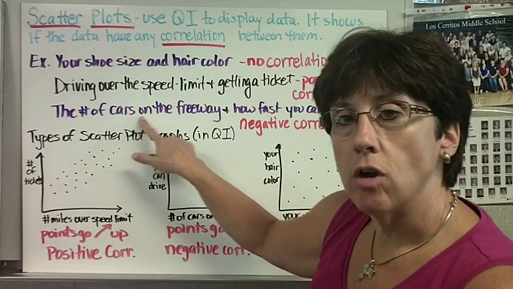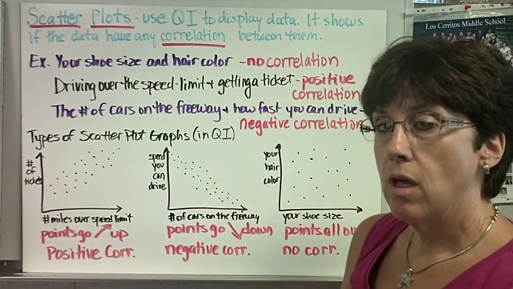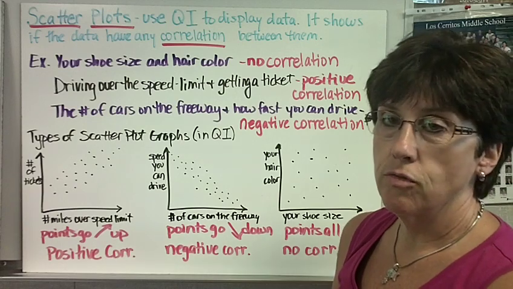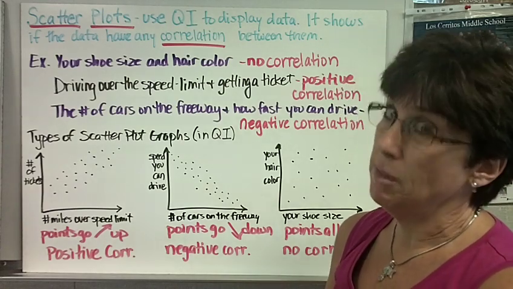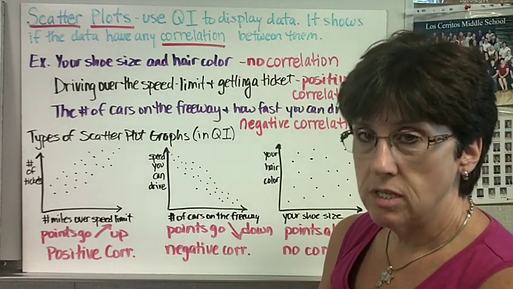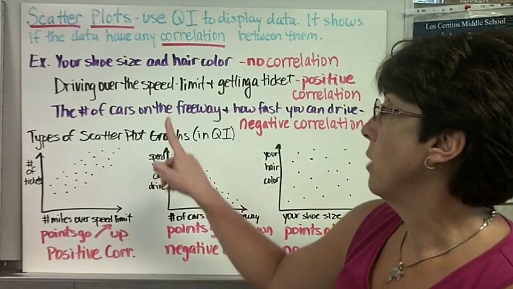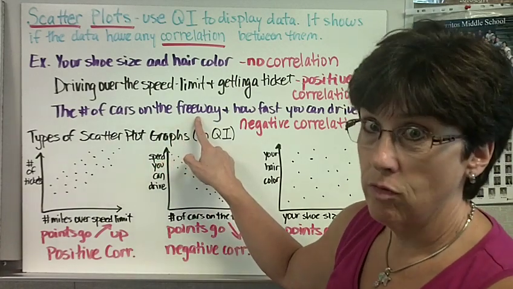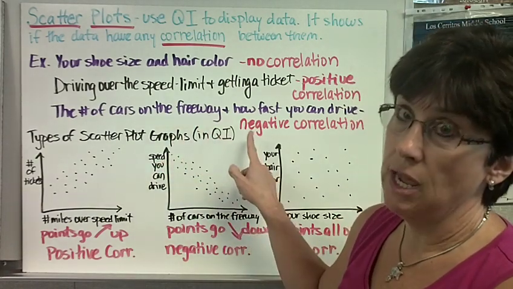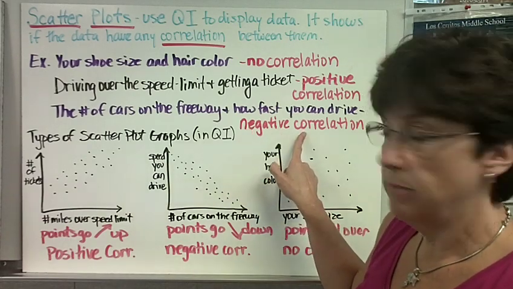How about the number of cars on the freeway and how fast you can drive? If there aren't very many cars on the freeway, you can drive fast and maybe get a ticket. But if there are a lot of cars on the freeway, you're stuck going, you're bumper to bumper. You're not moving very fast at all. So as one goes up, the number of cars on the freeway, the other goes down, your speed. So it has what's called a negative correlation.